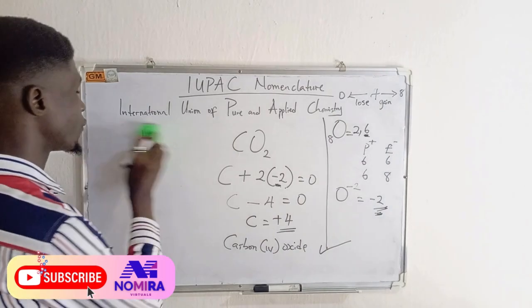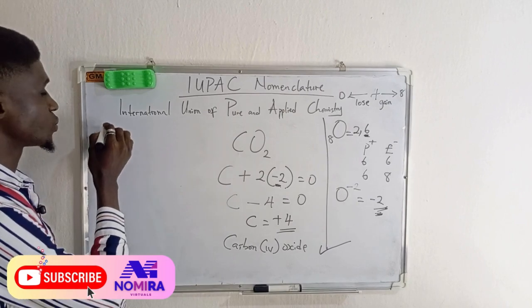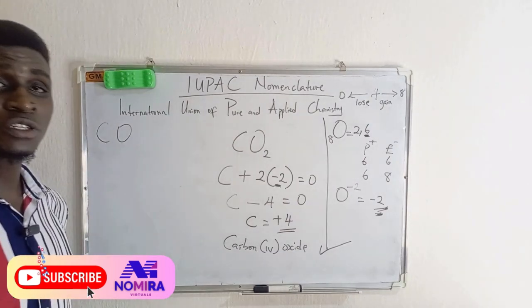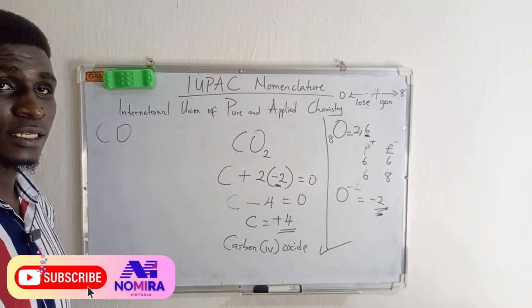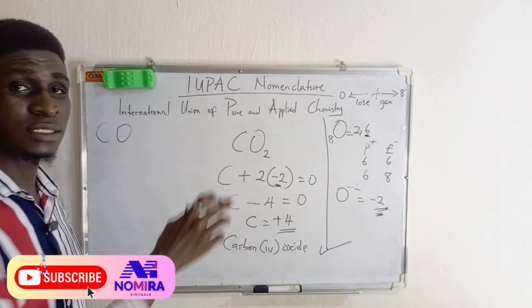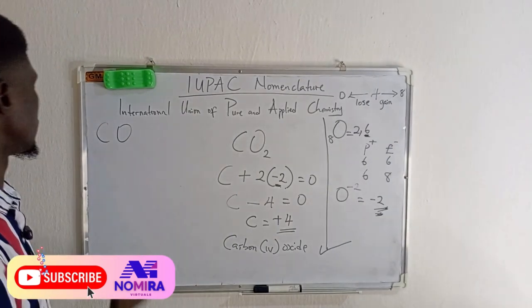Alright, I'll give further examples for you to understand this. What if we choose to solve for CO? CO could be trivially called carbon monoxide in biology, but in chemistry we will adopt what? IUPAC system. We can call this thing carbon 2 oxide. How do we get that 2?